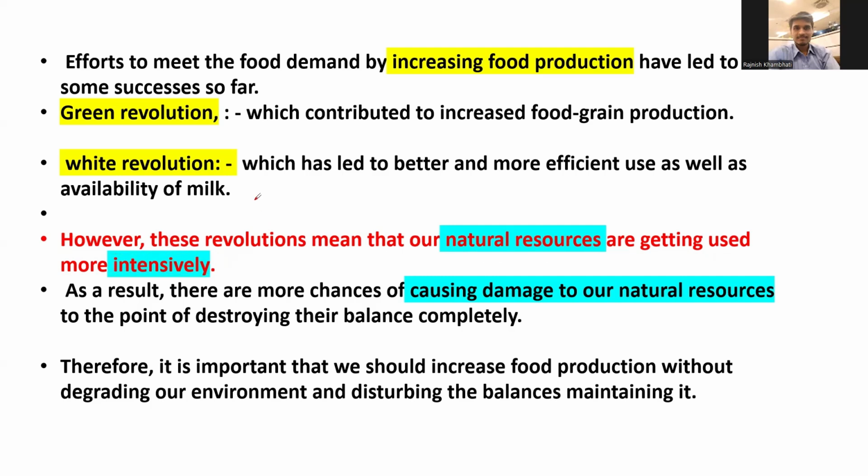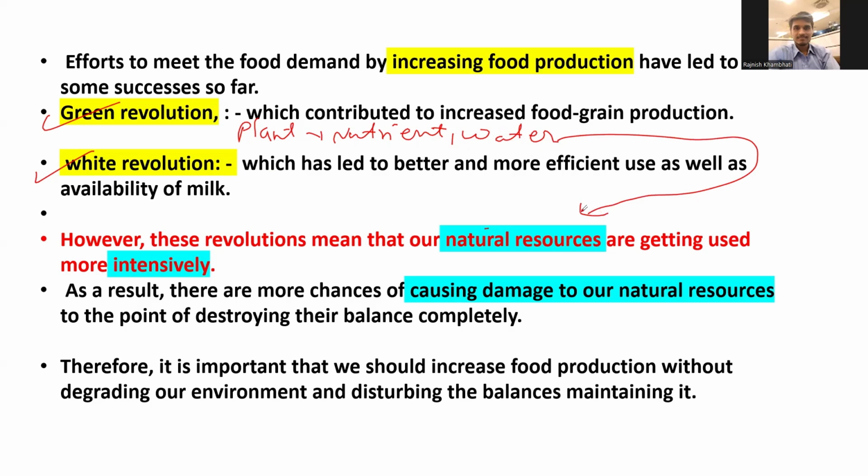So let me explain. When you have the green revolution, when you have the white revolution, you get more grain production, you get more milk production. So when you get more from the nature, that means you are taking from the nature. See, for example, plant. In the green revolution, I'm writing here, the plant will get nutrition, then water from the nature. So when you grow more plants, more nutrients will be absorbed and more water will be used by the plant. And water and minerals and other things are what? They are natural resources.